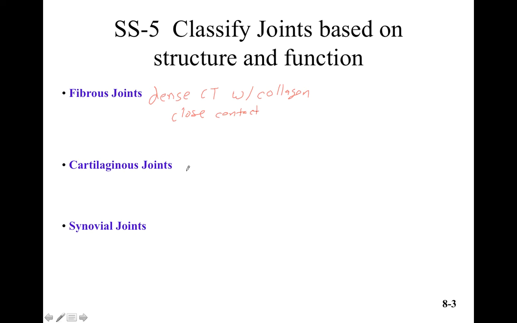Cartilaginous joints have hyaline cartilage or fibrocartilage between the bones. Synovial joints are the most complex joints. And we'll talk about the structure of the synovial joint in a lot more detail, but synovial joints are structured so they allow free movement or a lot of movement.